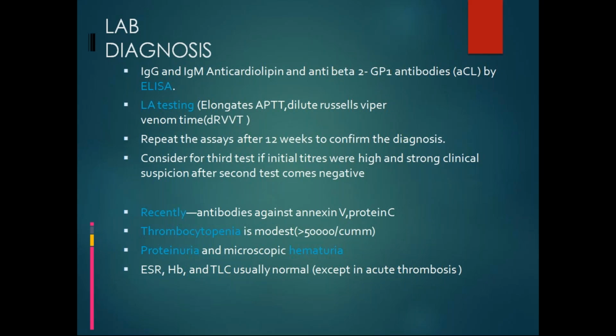As I already said, how to diagnose the antiphospholipid antibodies? It is mostly a lab diagnosis. So IgG and IgM anti-cardiolipin and anti-beta-2 glycoprotein antibodies by ELISA, and lupus anticoagulant testing, and repeat the assay up to 12 weeks to confirm the diagnosis. Consider a third test if the initial titer is high and there is strong clinical suspicion after the second test comes negative. And ESR, hemoglobin, and TLC are usually normal.